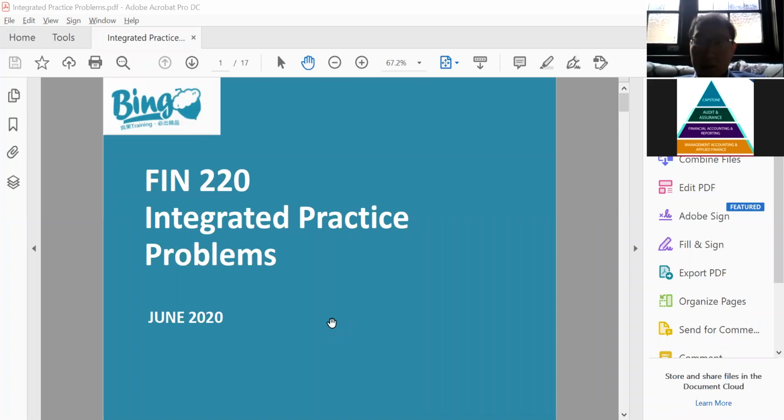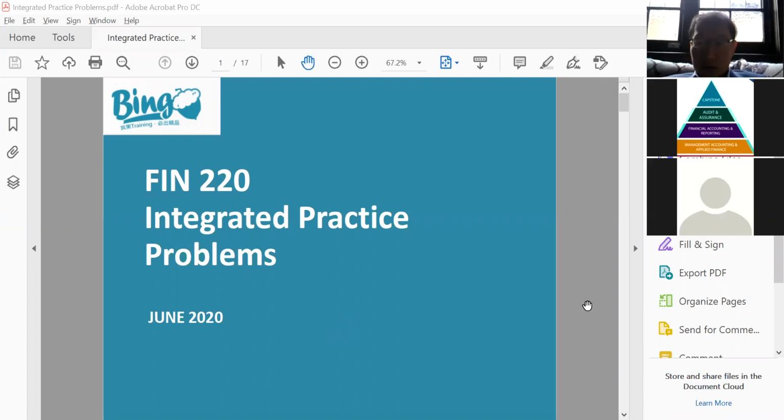And the agenda for today is to go through a range of integrated practice problems, as well as to go through the content for units 5 to 7. And so what we're going to begin with is pick up on some integrated problems that we covered last week, which was about units 1 to 4.